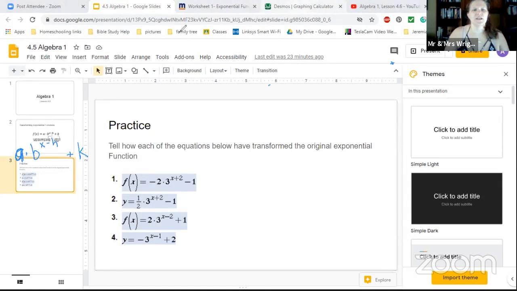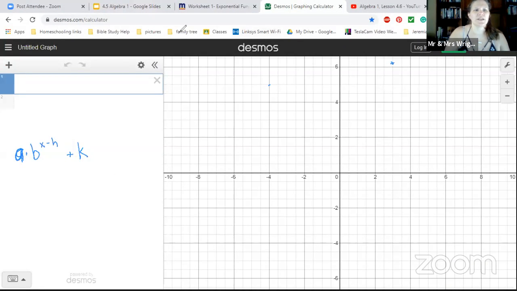Here's my Desmos. So to get here, all you have to do is type in desmos.com/calculator. And I know this isn't a calculator. This is a graphing thing, but it is a graphing calculator. It's a way to graph functions. So what we wrote here is A times B to the power of X minus H plus K. Remember, we cannot have 1 being raised to the power of X because that's not an exponential function. But what I'm going to do is go ahead and put 1 in for everything.